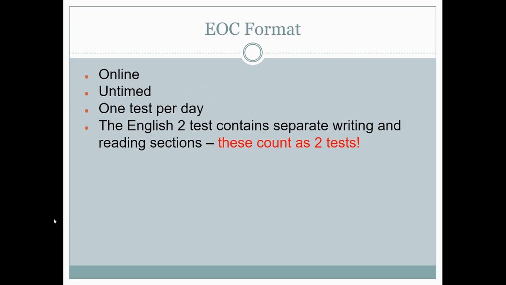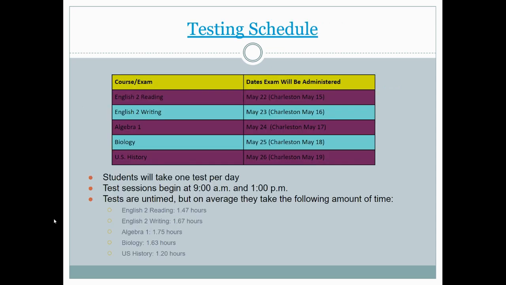The end of course is predominantly online. Again, we have a couple of friends who will take a paper version of the test. It is an untimed test. Students take one test per day, and the English 2 test is composed of a writing test and a reading test. And so that counts as 2 separate tests. And so students would take one portion each day.